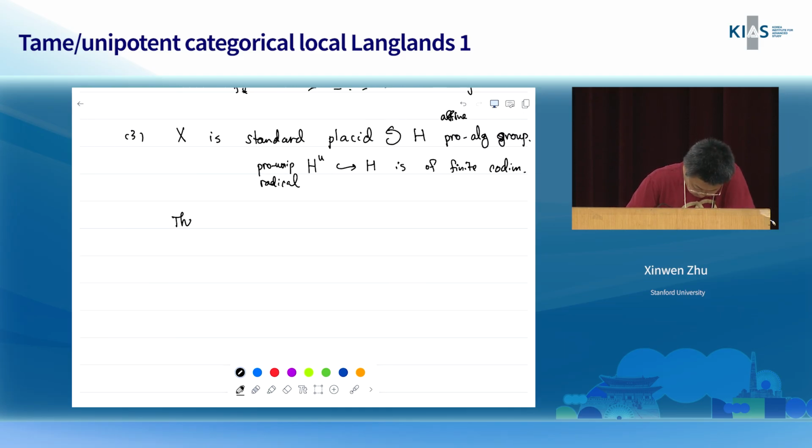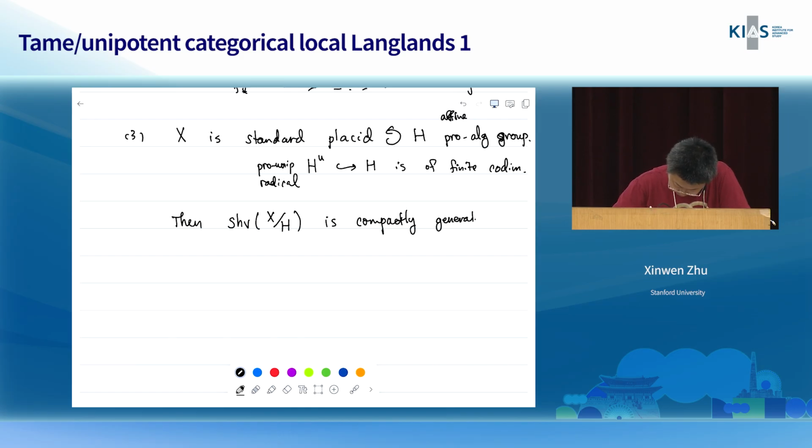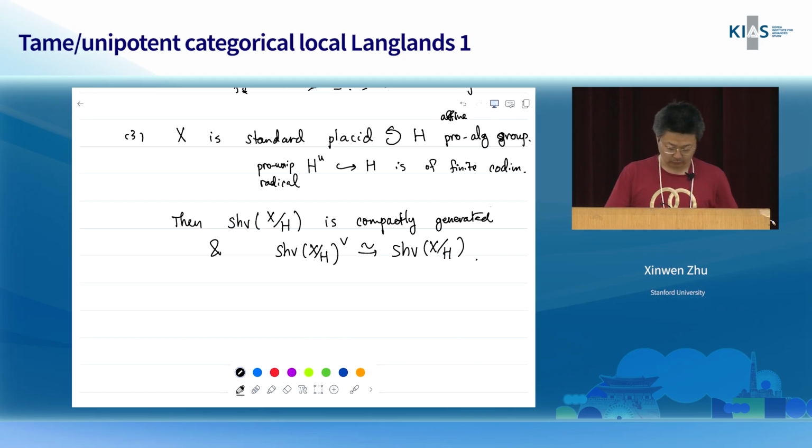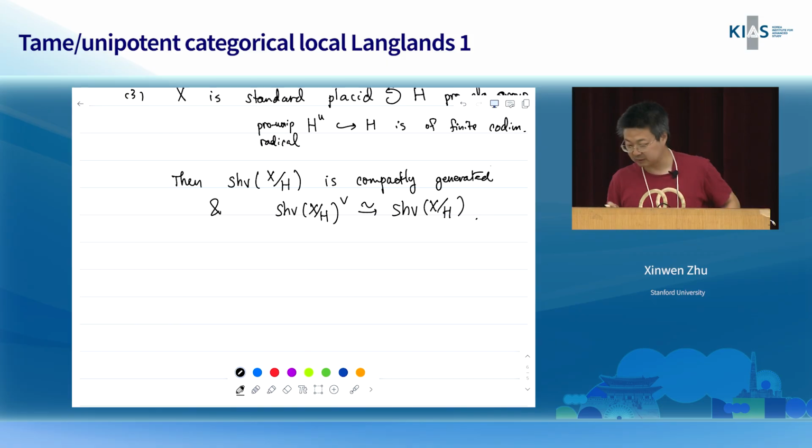Then the quotient is a finite dimensional group. Then the fact is, first of all, this category is compactly generated. And there exists a self-duality. Okay, so let me take two more minutes to finish this part.